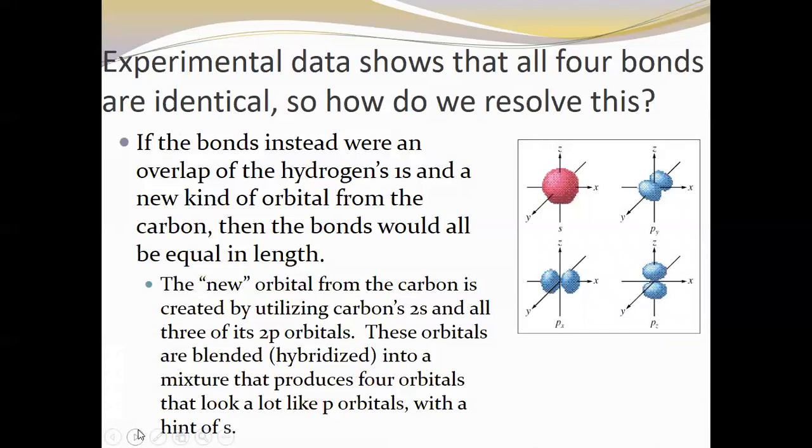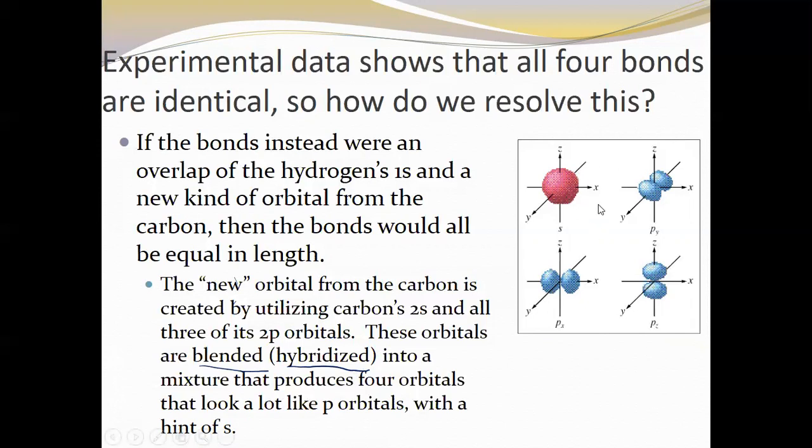So how do we resolve this? If the bonds instead were an overlap of the hydrogen's 1s and a new kind of orbital from the carbon, then the bonds would all be equal length. Well, so this new orbital from the carbon is created by utilizing carbon's 2s and all three of its 2p orbitals. These orbitals are blended together, okay? So that it's not going to be just a 2s, it's not going to be just a 2p. And when they're blended together, they're considered hybridized into a mixture that produces four orbitals that look a lot like p orbitals with a hint of s.